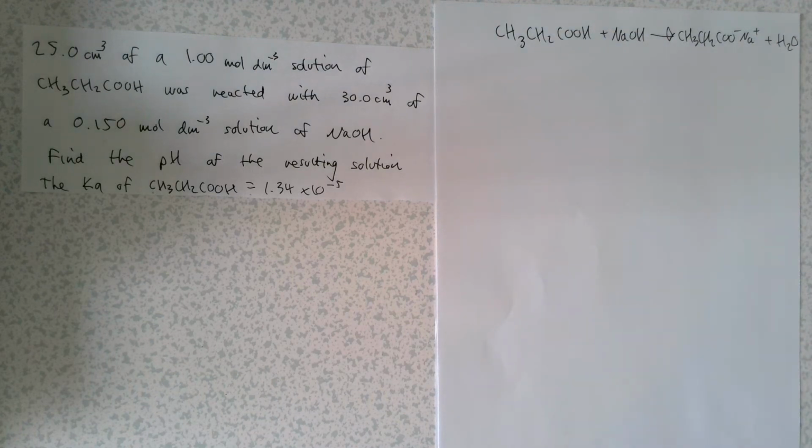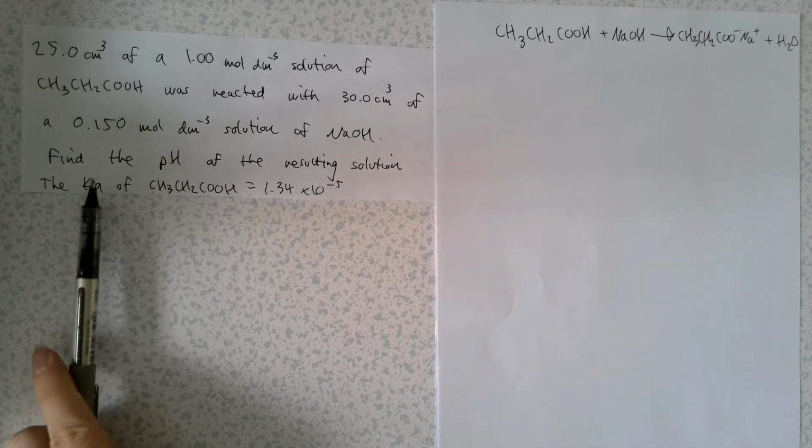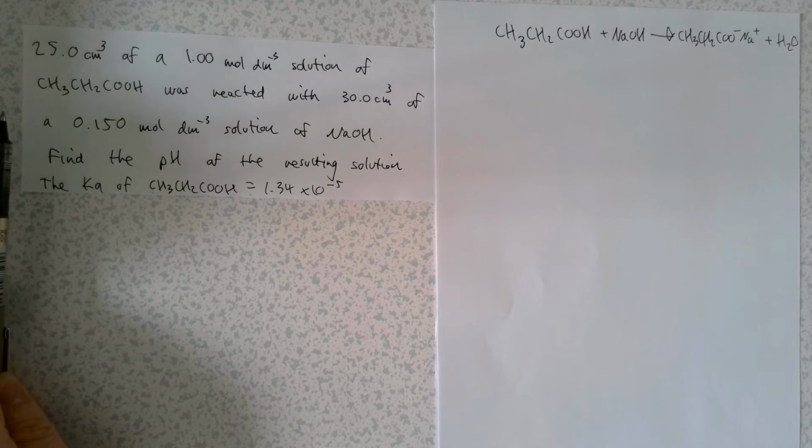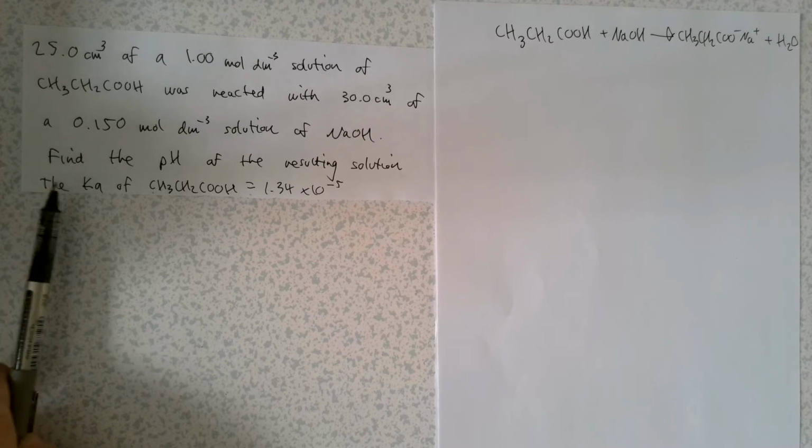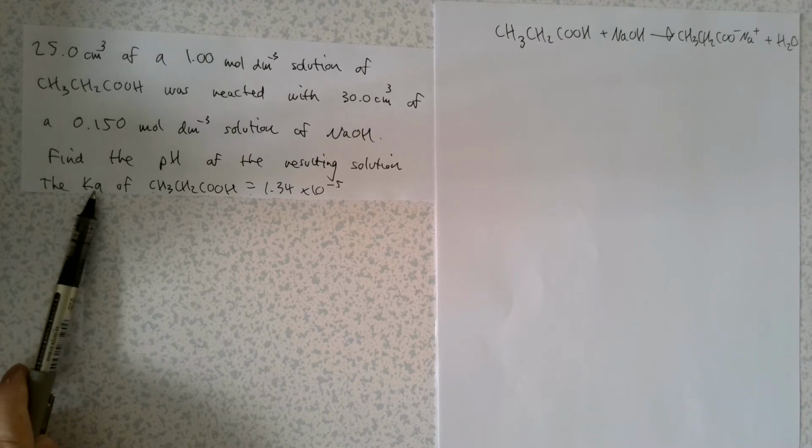Okay, so here's an example question of how to do a buffer calculation involving the formation of a buffer through the partial neutralisation of a weak acid. So here's our question. We've got a certain volume and concentration of acid, and it is reacted with a certain volume and concentration of base, and we're asked to find the pH of the resulting solution. It's also given us the Ka of the acid there.